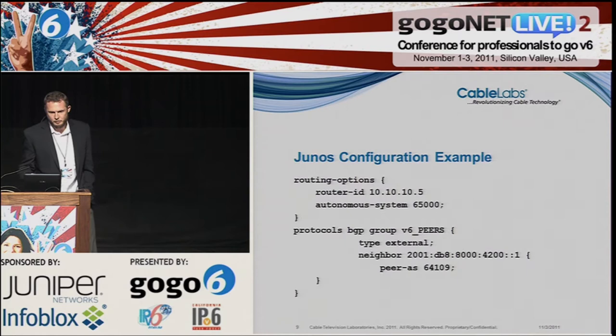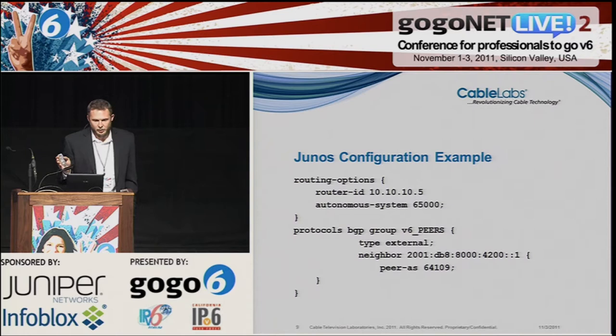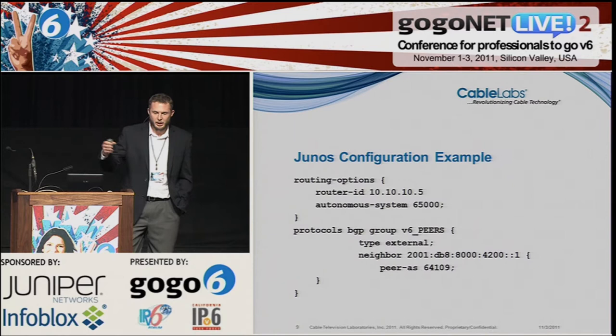I've got a Junos configuration example here of a V6 peer. So again, one of the nice things in Junos is basically you just have an IPv6 neighbor and everything else looks the same as you would do it otherwise, right? You've still got your 32-bit router ID, your AS number and the routing options, and then you can build these BGP groups. And that's another thing that's kind of nice here: when you have the groups, you'll probably already have a group set up for peers and a group set up for transit providers and a group set up for customers or whatever the case may be, depending on how your topology is set up.